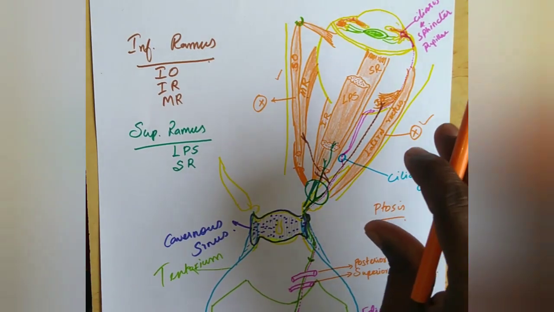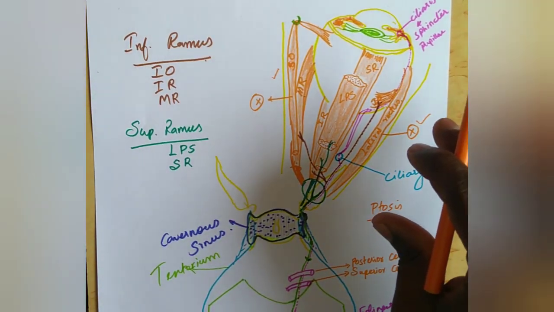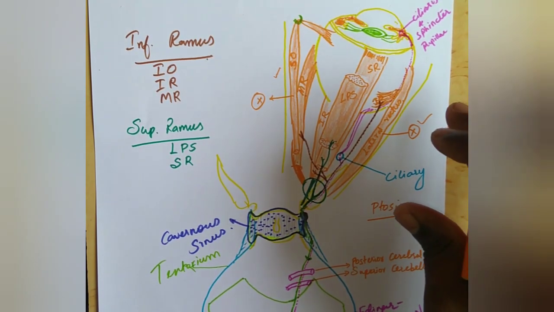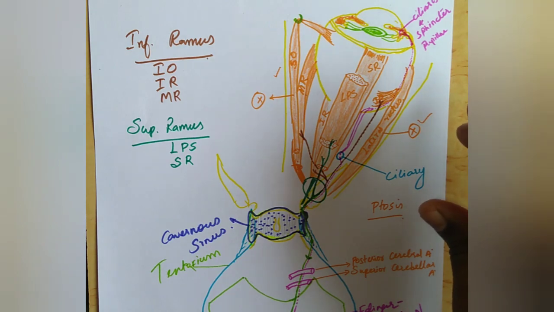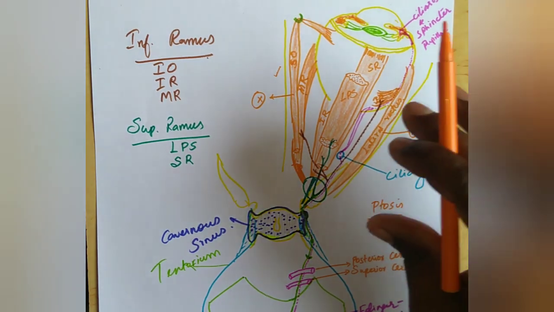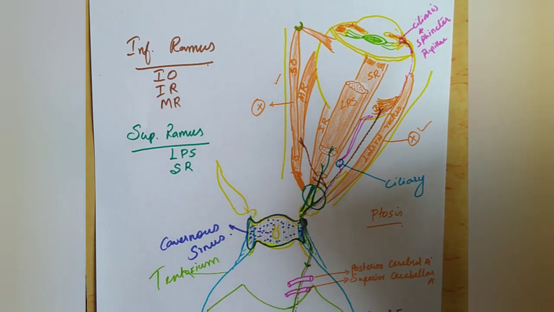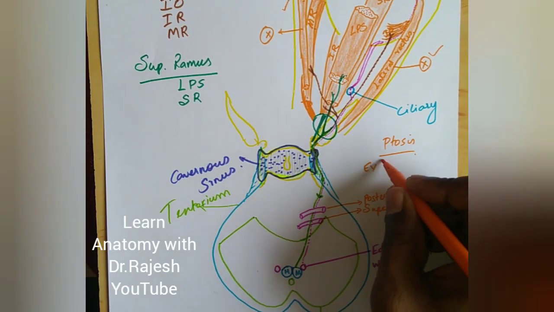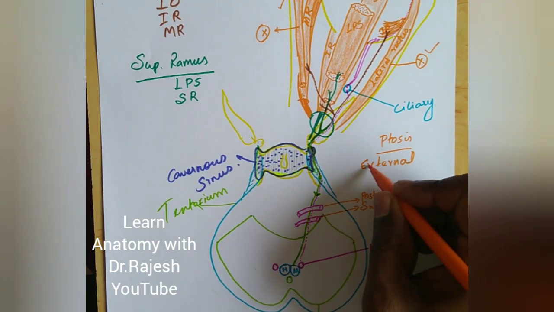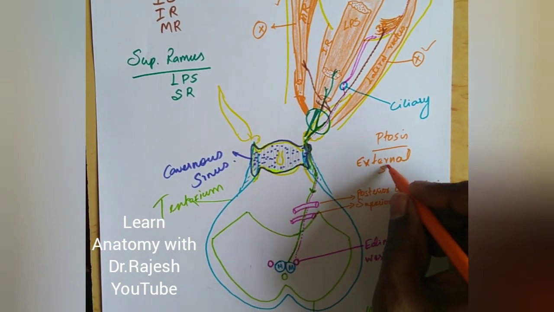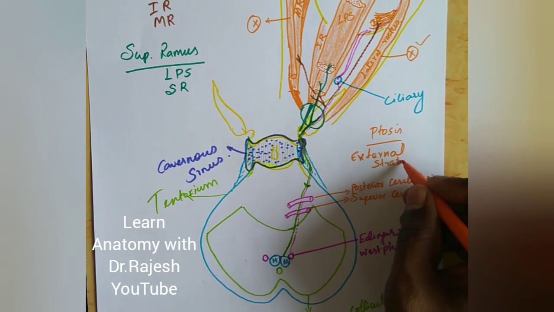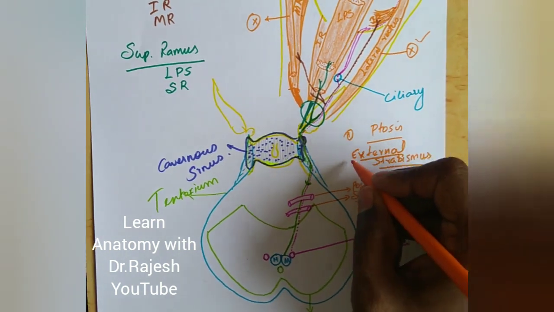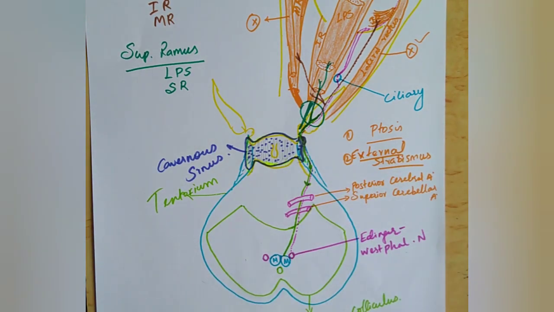The laterally deviated eyeball can otherwise be called lateral squint or external strabismus. So this is the first applied importance, and now the second applied importance.